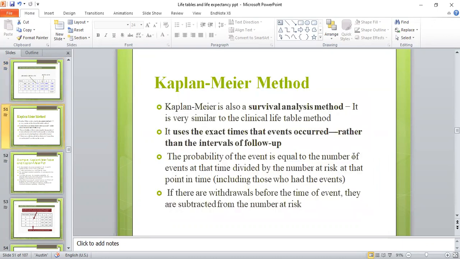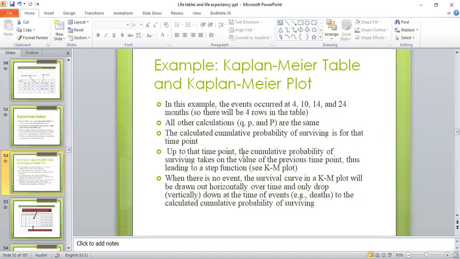Another method of calculating the clinical life table is the Kaplan-Meier method, which I already described as a survival analysis method. It is similar to the clinical life table, and it chooses the exact times that events occur rather than intervals of follow-up. The probability of an event is equal to the number of events at that time divided by the number of people at risk at that point in time. If they are withdrawn before the time of the event, they are subtracted from the number at risk. For example, we can take the example where events occurred at 4, 10, 14, and 24 months. There will be 4 rows in the table.